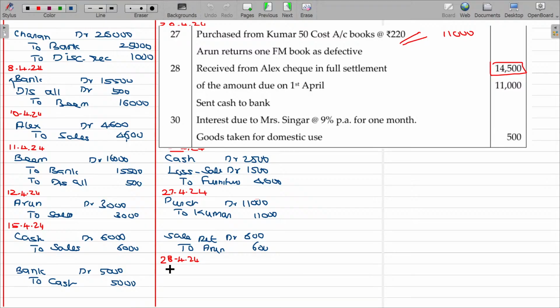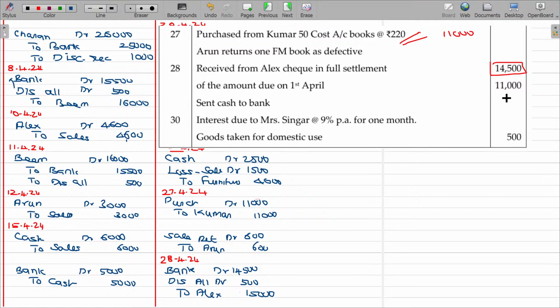Received from Alex check, then bank account debit, and discount allowed account debit to Alex account. The amount recoverable from Alex, 15,000, is completely closed, but we actually received only 14,500. 500 rupees is for discount allowed.